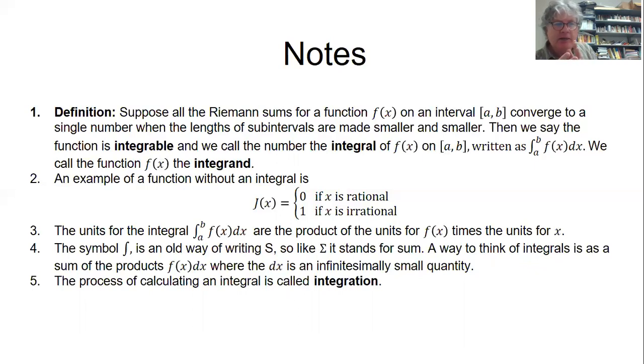That integral sign is just an old way of writing S. So like sigma, it stands for sum. A way to think about integrals is as a sum of all these products, f of x times dx. So f(x) is the height of these rectangles and dx is the infinitesimally small width of our rectangles. And this process we're doing is called integration.